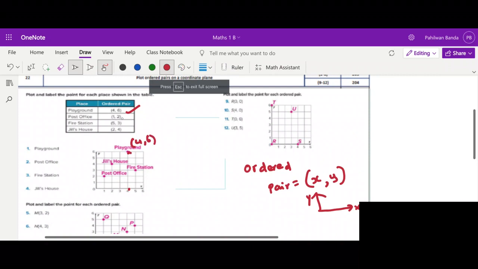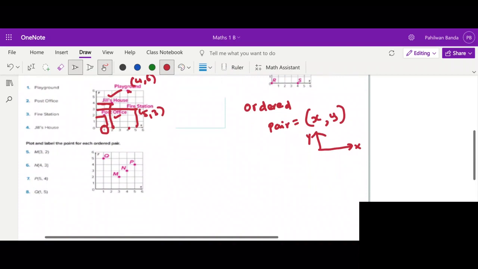In the same way, post office 1,2. So 1 is on x and 2 is on y, like this, 1 and 2. So this is 1,2, post office. Next, 5,3, fire station. Where is 5? Here. Where is 3? Go up. So this is 5,3. This is the fire station. You always must go like this. Next 2,4. 2 is where? Here. 4 here. So this is Jill's house.